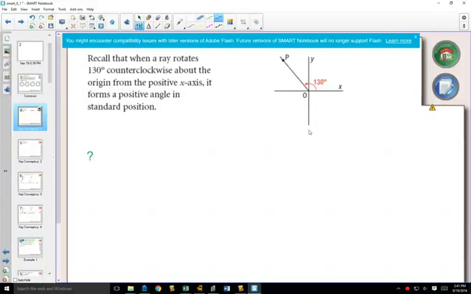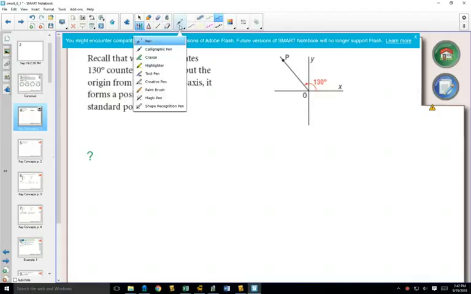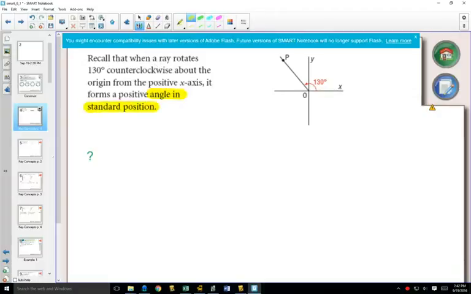So on page 468, you have some space on the side there. We are going to review some concepts, and the first concept that we are going to review is an angle in standard position.